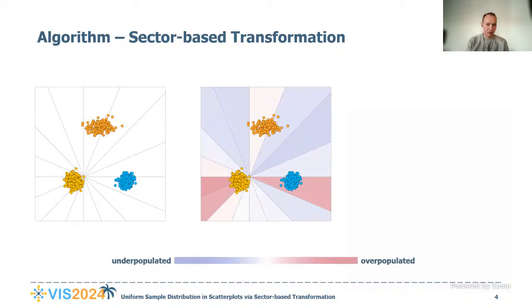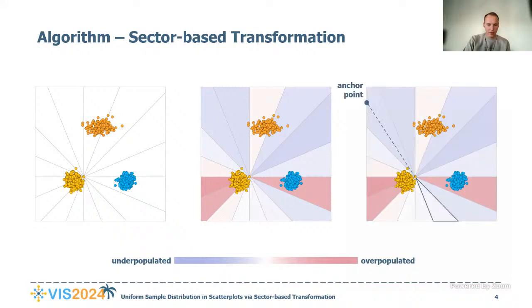Here, 3 sectors are strongly overpopulated, as indicated by the red color. Also note how the sector which contains the right side of the orange cluster is underpopulated, even though there seem to be quite a few points inside it. This is simply because the sector's area is quite large. Each sector is assigned an anchor point, which lies on the domain boundary on the opposite side.